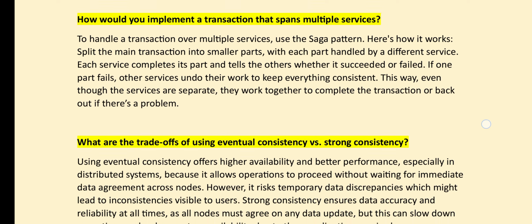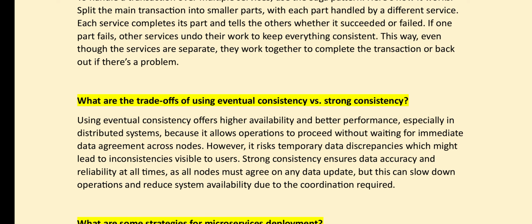is a problem. What are the trade-offs of using eventual consistency versus strong consistency? Eventual consistency offers higher availability and better performance, especially in distributed systems, because it allows operations to proceed without waiting for immediate data agreement across nodes. However, it risks temporary data discrepancies, which might lead to inconsistencies visible to users.